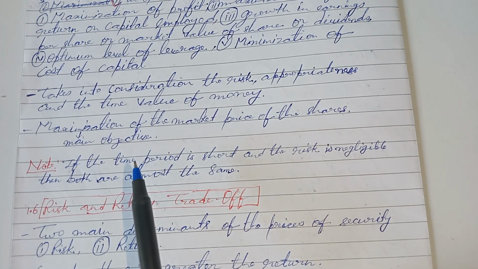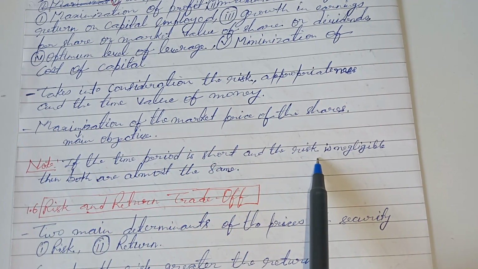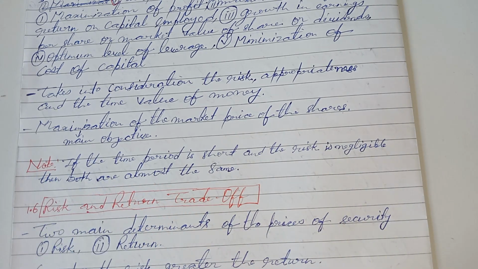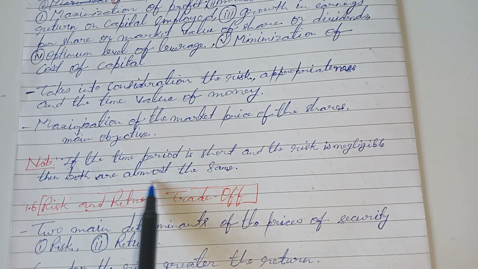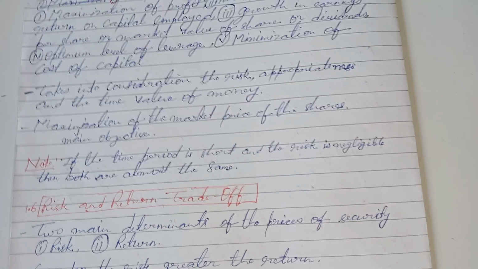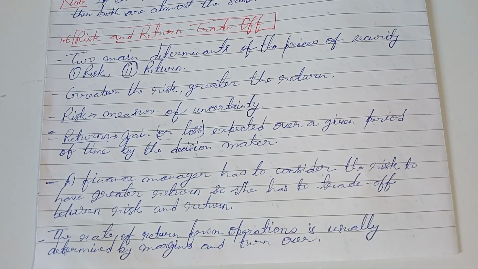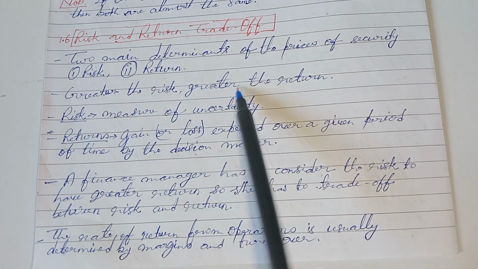So overall, we can say the ultimate purpose under wealth maximization is that we can increase the wealth of the shareholders. Here given, if the time period is short and the risk is negligible, then both profit maximization and wealth maximization are almost the same. Simply, if the time period is short and risk is negligible, then both are going to give similar kinds of results. I think that is clear. Two different objectives of financial management, I can say two different ways by which the firms work.